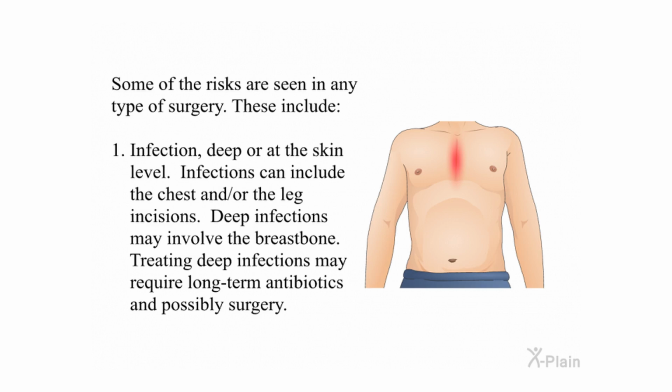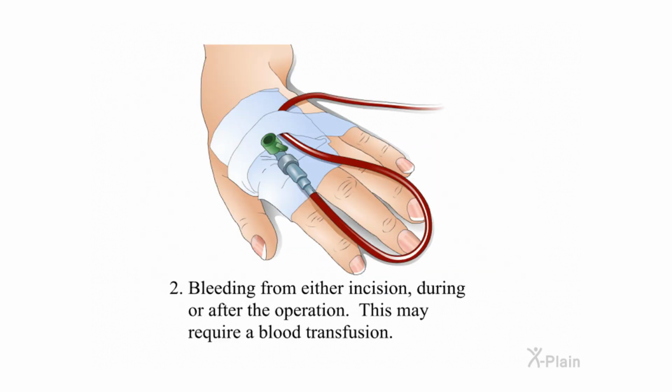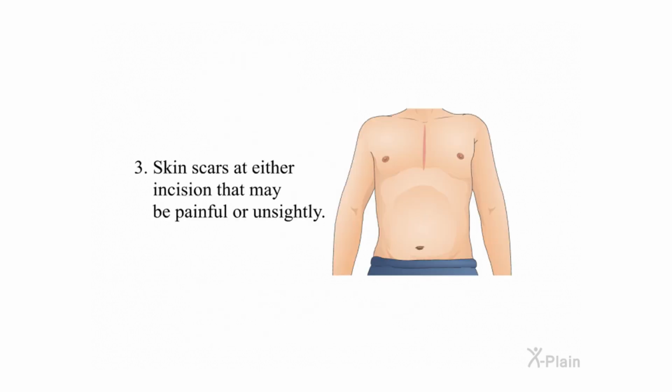Some of the risks are seen in any type of surgery. These include: 1. Infection, deep or at the skin level. Infections can include the chest and or the leg incisions. Deep infections may involve the breastbone. Treating deep infections may require long-term antibiotics and possibly surgery. 2. Bleeding from either incision during or after the operation. This may require a blood transfusion. 3. Skin scars at either incision that may be painful or unsightly.